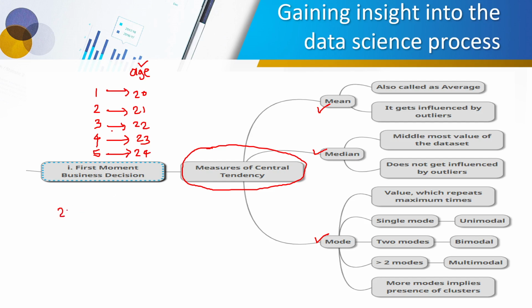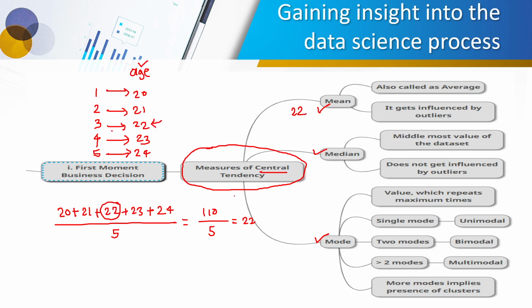Mean is nothing but the addition of all the values divided by the total number of elements: 20 plus 21 plus 22 plus 23 plus 24. How many elements do we have in this case? We have a total of 5 elements. So what is the mean in this case? The addition comes to around 110, divided by 5, which is 22. As all numbers are sequential and there is an odd count, the middle element is the mean. So 22 is your central element inside this age, and that's why it is considered the measure of central tendency.